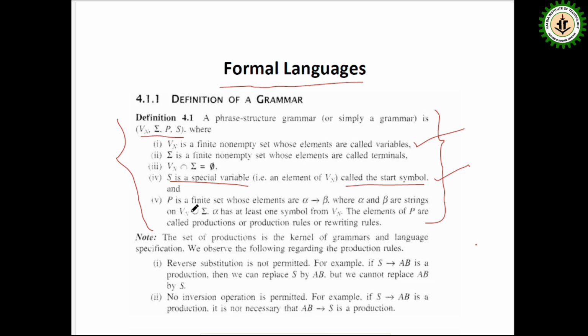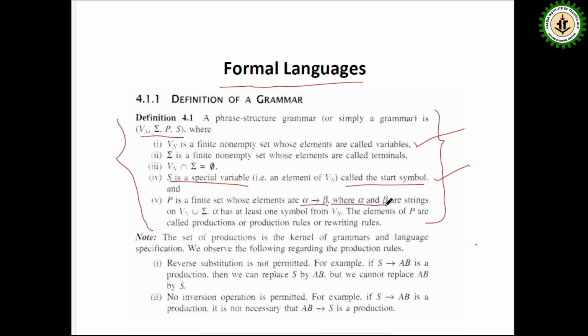Now the production. What is production? Production is where we can replace a combination of variables or variables and terminals by other variables or terminals. So whenever there is a production alpha to beta, that means alpha is replaced by beta. What is alpha? Alpha is a combination of variables, or variables and terminals, but alpha can never be only terminals. It must include at least a variable.